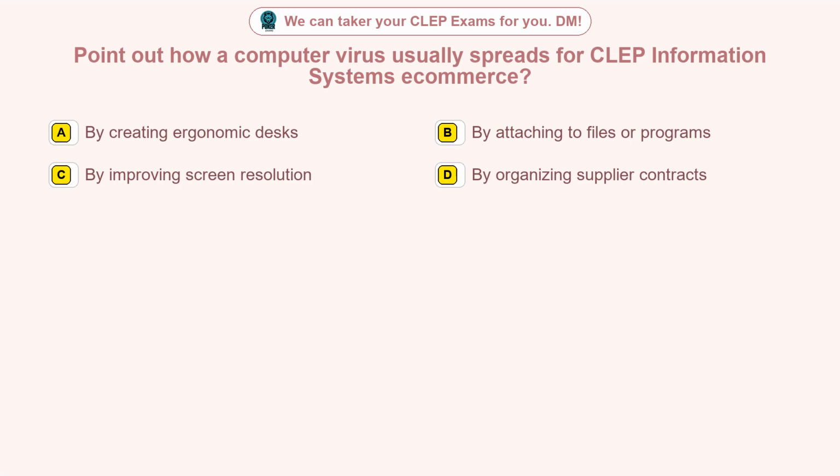Question 39. Point out how a computer virus usually spreads for CLEP Information Systems Ecommerce. Option A. By creating ergonomic desks. Option B. By attaching to files or programs. Option C. By improving screen resolution. Option D. By organizing supplier contracts. The correct answer is option B. By attaching to files or programs.